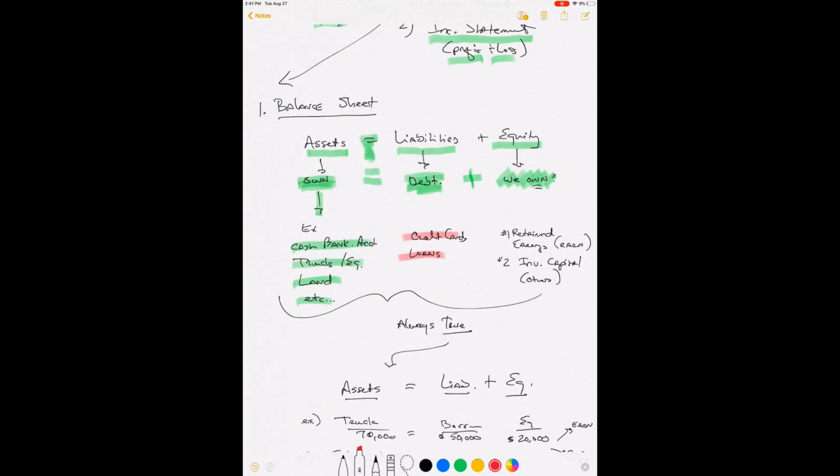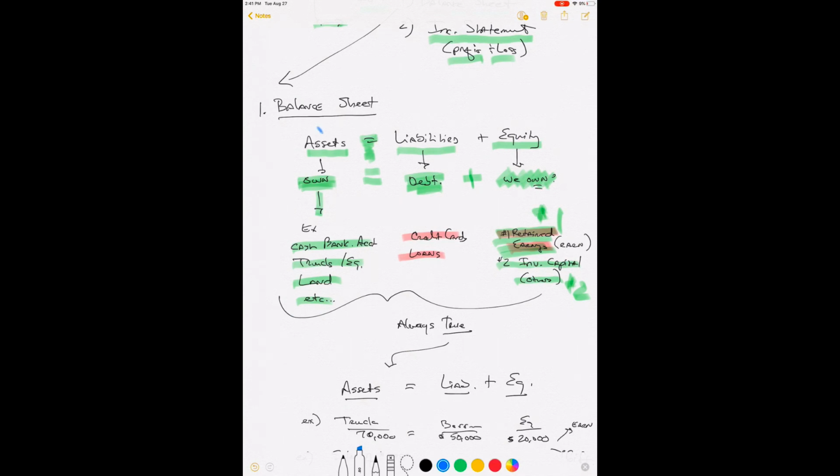Well, how do you gain them? Well, one way is you could borrow the money, credit cards and loans. And the other way is that you already have the money. That's retained earnings. We already have it. That's money we've earned, and that's the number one way we get it. Or someone could gift it to us, and that's the second way. That's called investor capital. If you're in a corporation, they invest money in you. That's how you get that money.